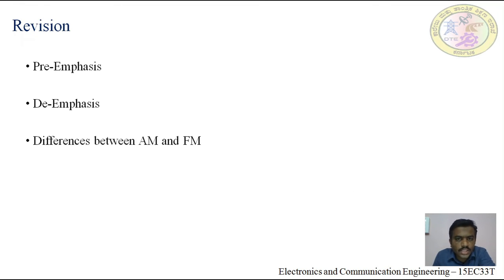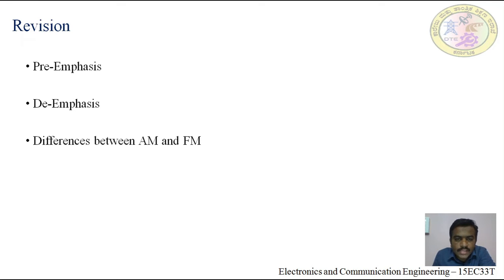Revision. In session 6, we considered the concept of pre-emphasis and de-emphasis. Also, we listed out the differences between amplitude modulation and frequency modulation. Pre-emphasis circuit is a high-pass filter. This circuit is used to amplify the high-frequency modulating signals before performing the frequency modulation. The effect of noise can be removed by using the pre-emphasis circuit.